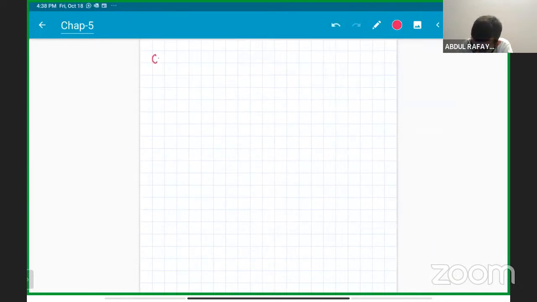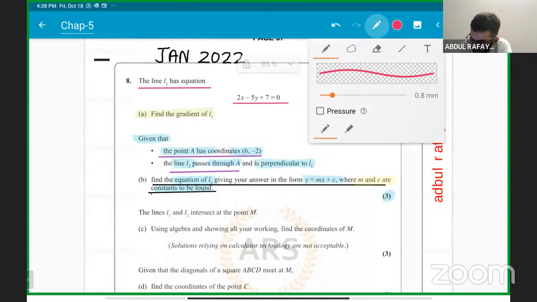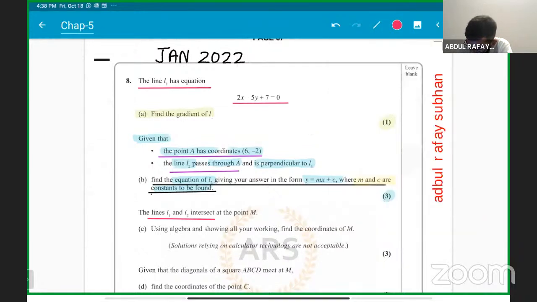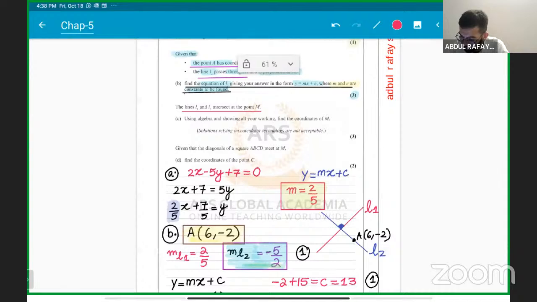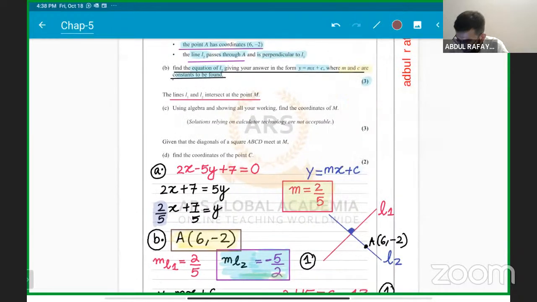So part C, if we talk about January 2022, Unit 1, Edexcel, it is basically that the lines L1 and L2 intersect at the point M. So it's very important to understand as we move forward along the chapters, the previous chapters should be very clear. The lines L1 and L2 are intersecting at M. The lines L1, the red line and the blue line, the imaginary lines that we have drawn, students, are intersecting at the point M.